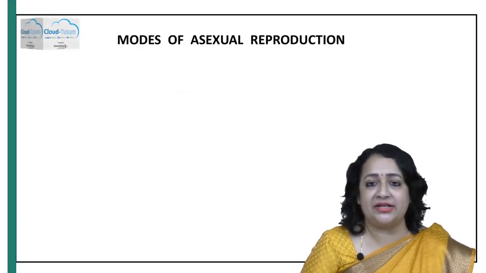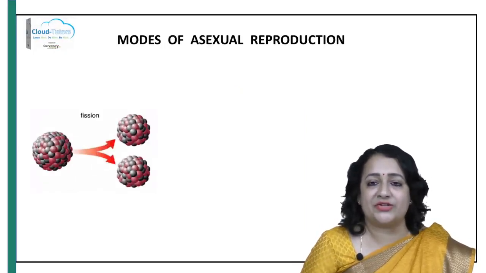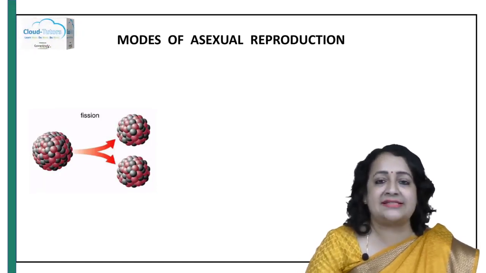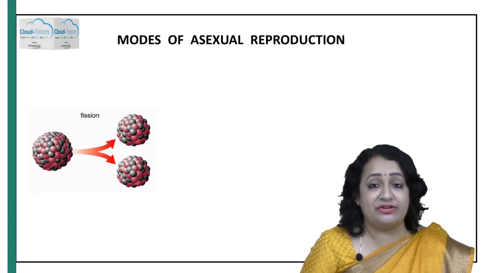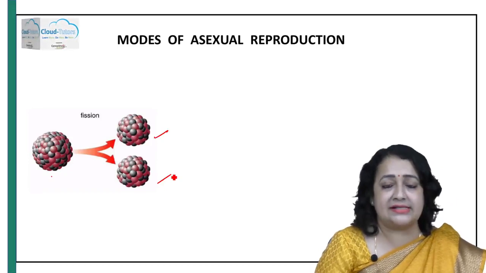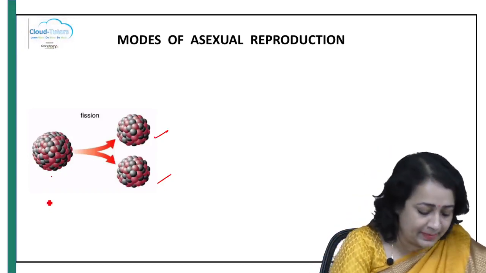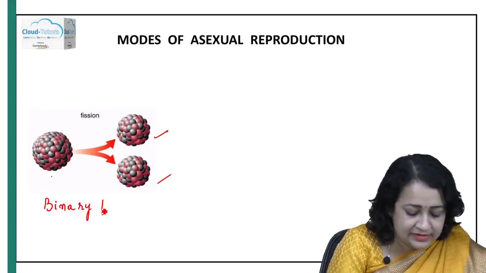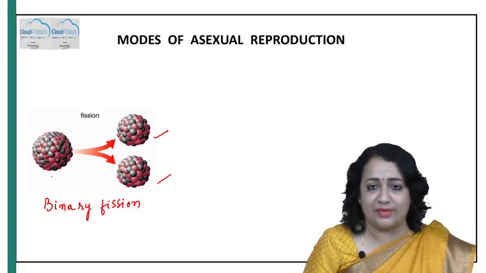Modes of asexual reproduction. Let's understand what fission is. Fission is nothing but a cell breaking down to form many cells. Here you can see that this cell has broken down into two cells. This we call binary fission. This is observed in the case of bacteria.